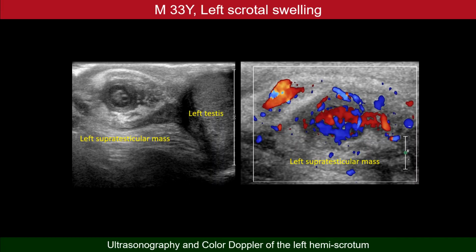The next case is a case of a male 33 years old with left scrotal swelling.